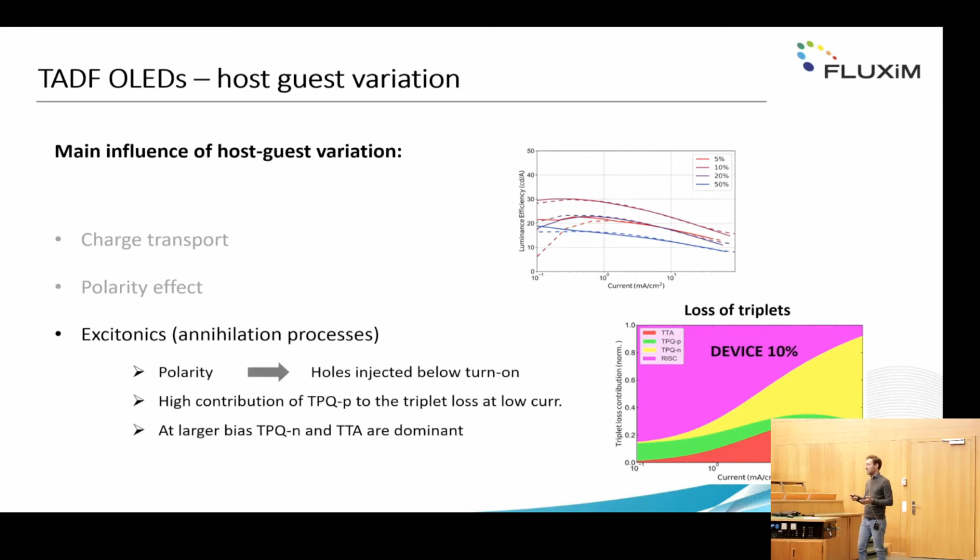Because basically what we saw also yesterday is that when you have a polar layer, you have an early injection of holes and accumulation. And this means that already at low current densities, there is quite a strong presence of holes inside the EML. And that's why you have more annihilation processes from TPQ from the holes at low current densities.